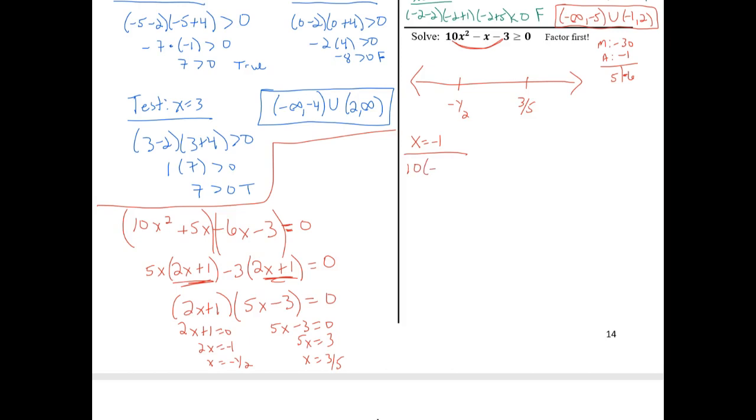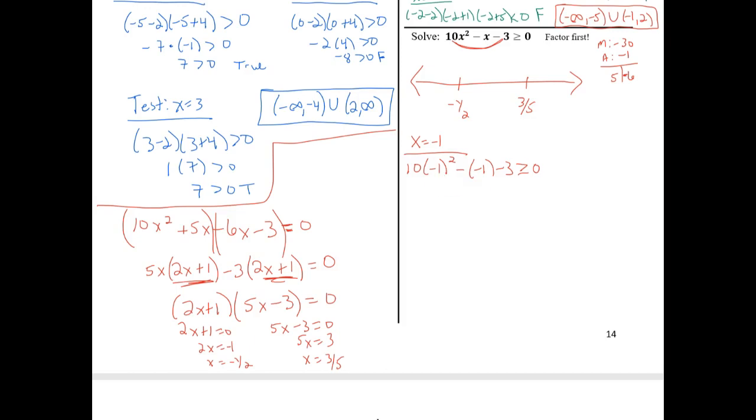So 10 times negative 1 squared minus negative 1 minus 3. I want to know if that's greater than or equal to 0. Notice I went back to the original because I haven't made any errors yet. I haven't made any factoring errors or anything that could be possible. I'm going to go back to the original where it's not messed up yet. I'm not saying I did mess up, just being safe by going back to the original.